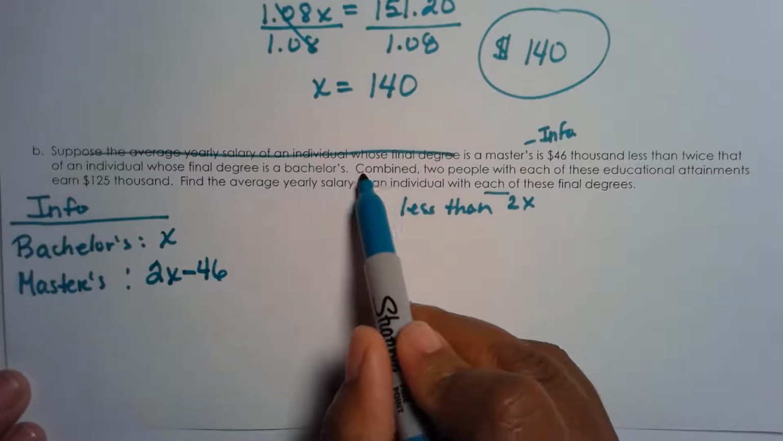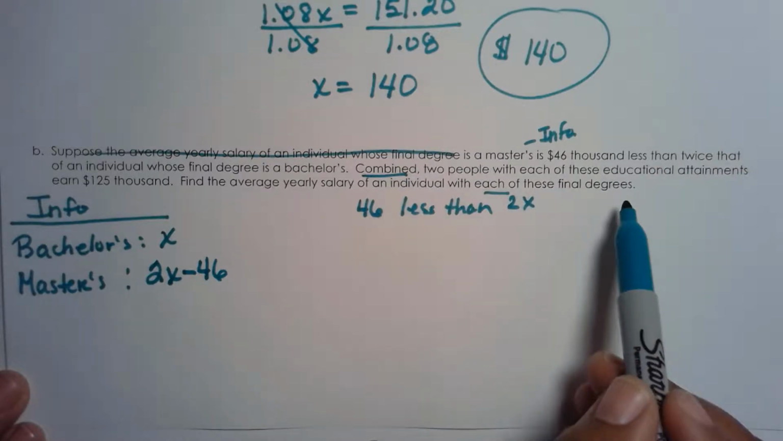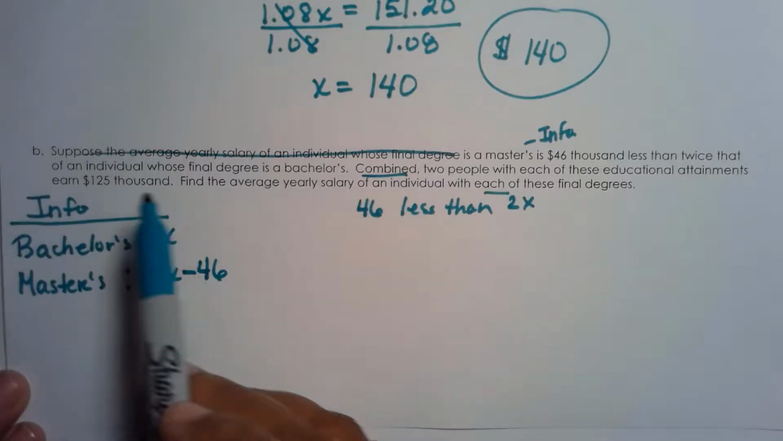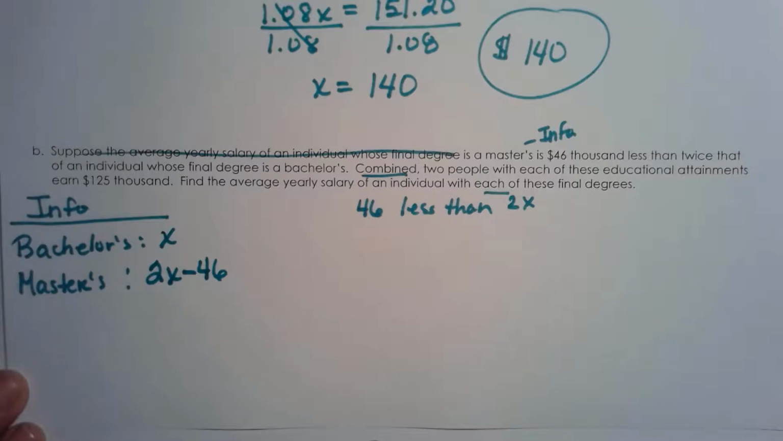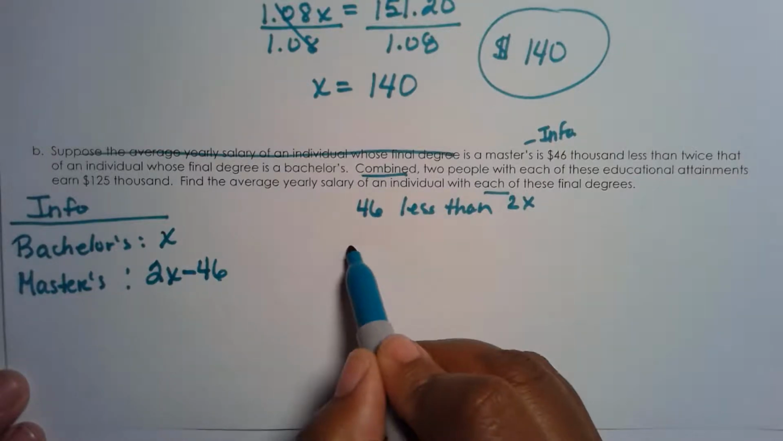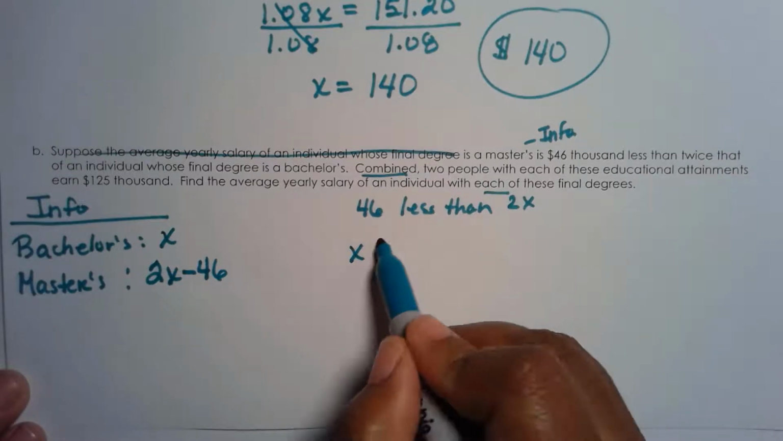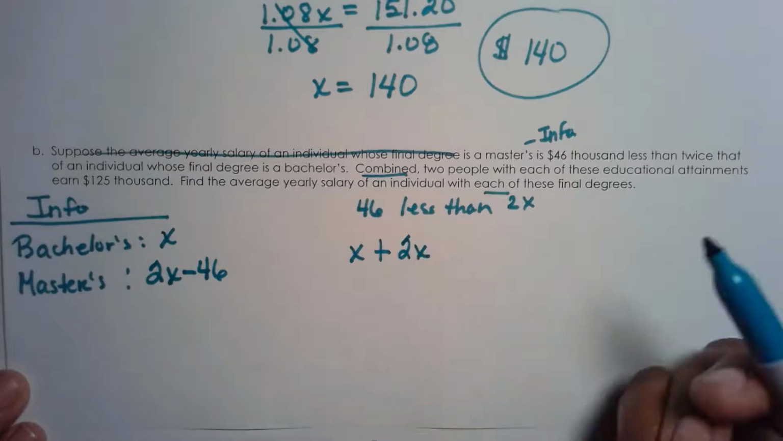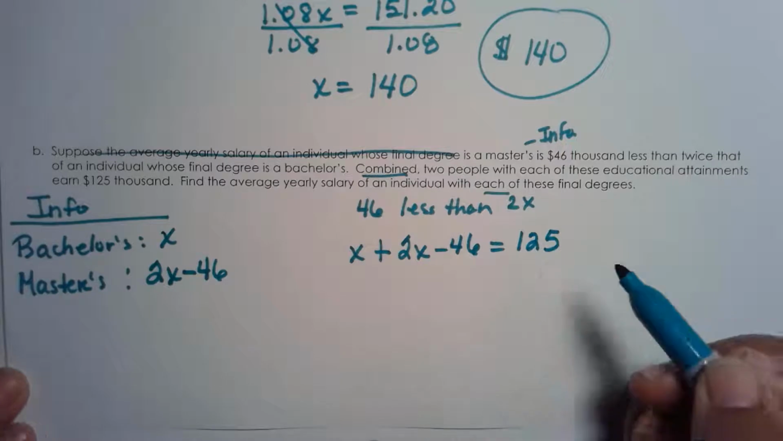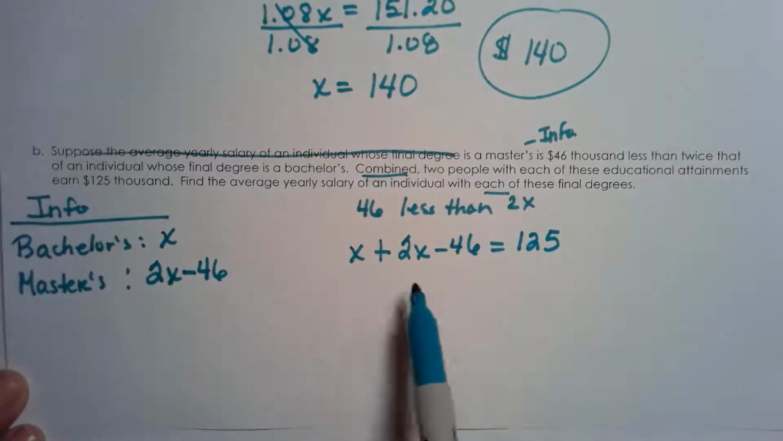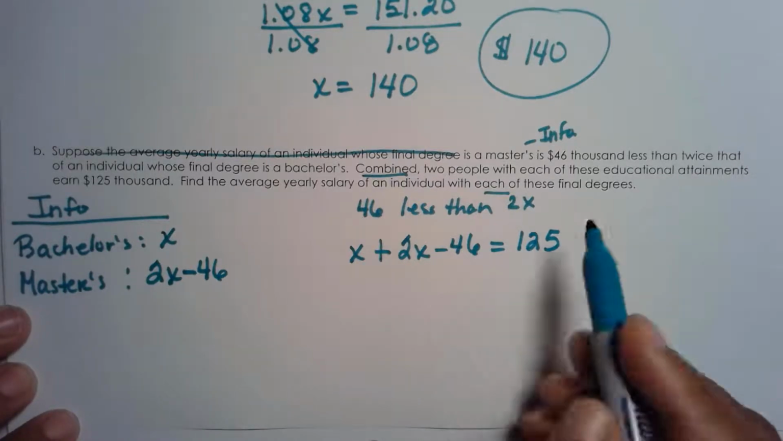Next, it says combined, together, these two people with the bachelor's and the master's, together they earned $125,000. So this is going to help us set up our equation. We're going to let X represent what the bachelor's earns yearly, plus we know the master's is 2x minus 46, and together they earned $125,000. So now we have our equation: X plus 2x minus 46 is equal to 125.